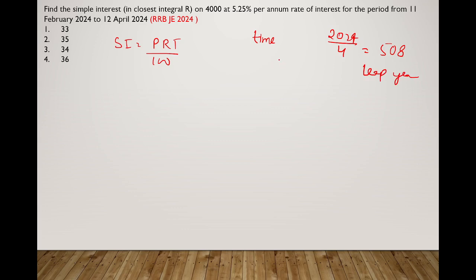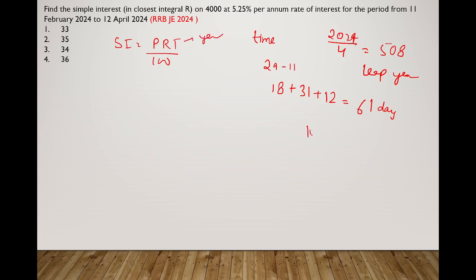So 11 Feb is finished. So how much of Feb is left? 18. And then March is 31 days. Then April, how much April? Only 12 days. So how much is it? 61 days, but we need here the value of time in years.